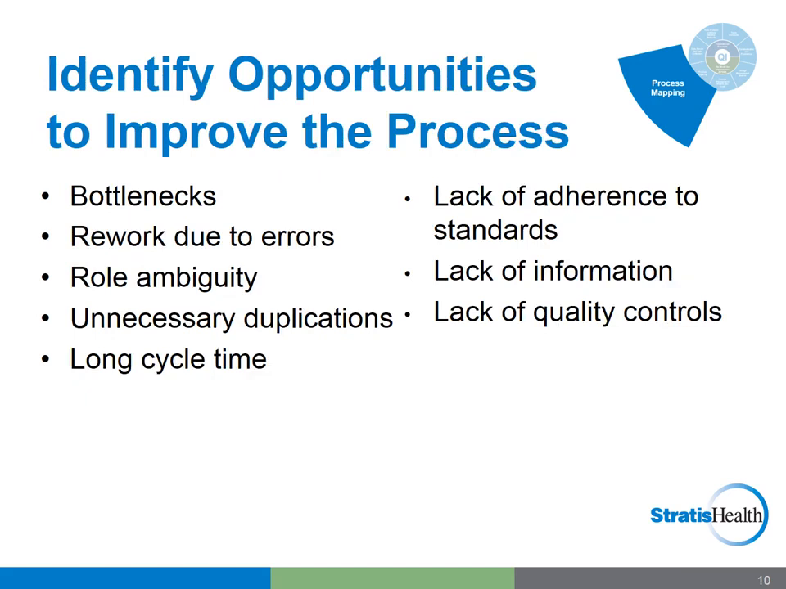Once you start diagramming your processes and see how they actually are carried out step by step and by whom, you then have the ability to analyze the process and identify bottlenecks and sources of delay. What factors may be slowing your process or bringing it to a halt? Rework due to errors. Do you find yourself having to repeat steps in the process due to errors that occur? Role ambiguity. This simply means that there's not a clear understanding of who should be performing a task.